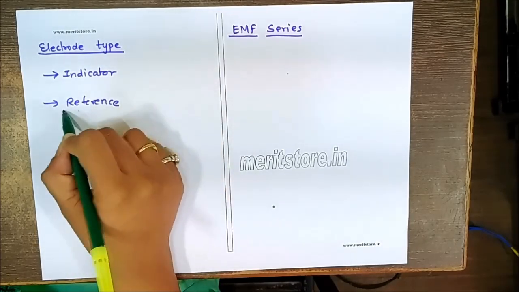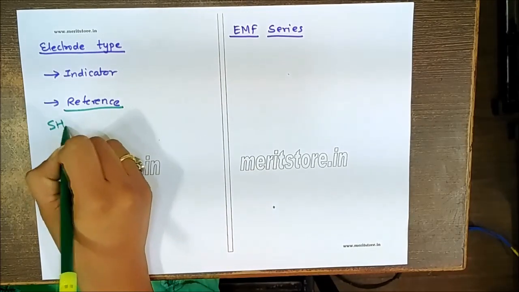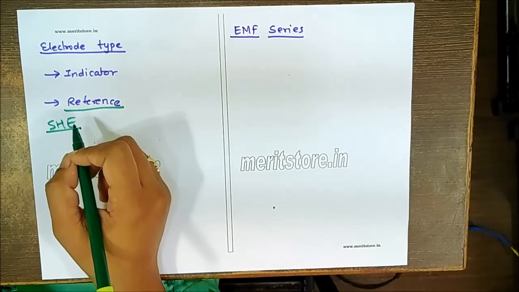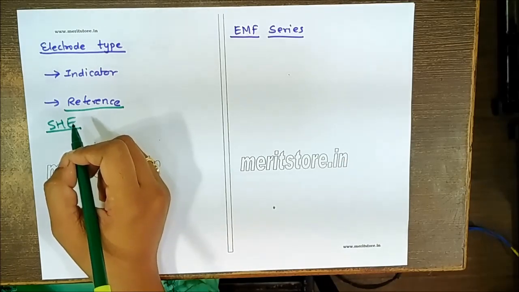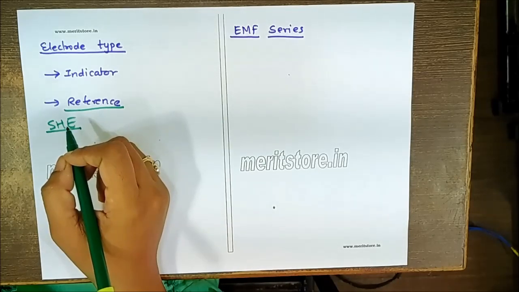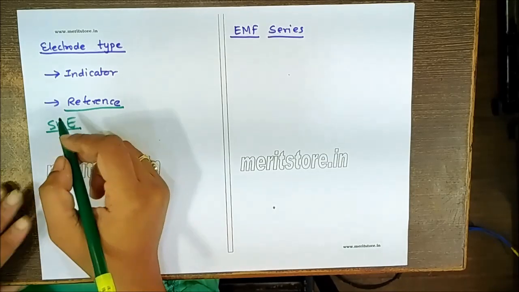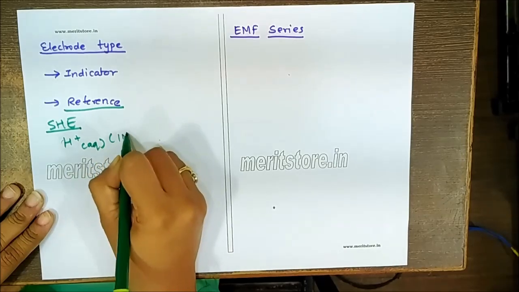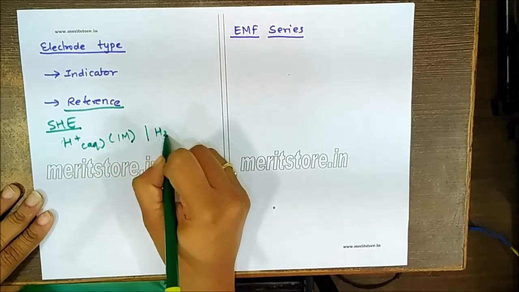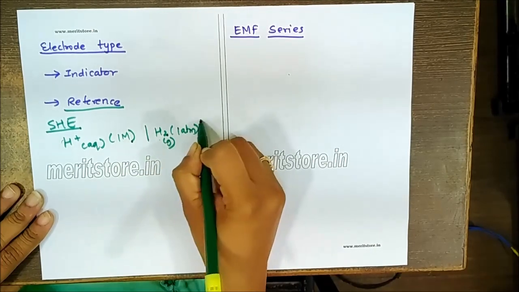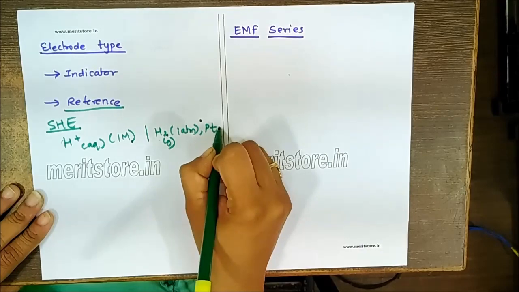Now in the case of reference electrodes, we have to remember two examples. First is SHE, the standard hydrogen electrode. It's a primary reference electrode. Primary means this particular electrode is very difficult to set up and you have to determine its potential by setting up certain equipment. The representation of this cell is H+ aqueous at 1 molar concentration in contact with hydrogen gas at 1 atmosphere pressure, in contact with platinum.